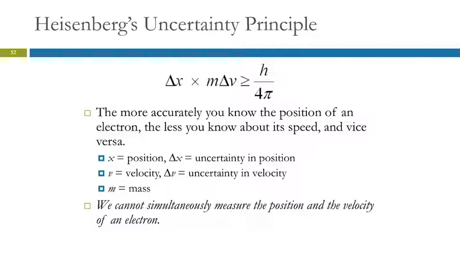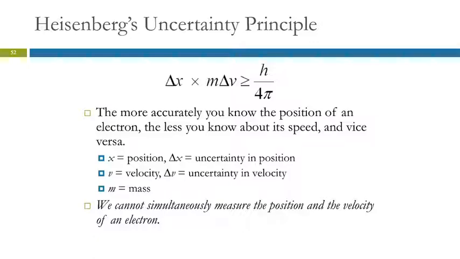Heisenberg's uncertainty principle sort of quantifies this idea. I won't give you any problems about this on an exam, but they could show up in a homework question. So this is saying delta x times m delta v is greater than or equal to h over 4 pi. Delta x is the uncertainty in the position of the electron. Exactly where is it? Delta v is the uncertainty in the velocity.